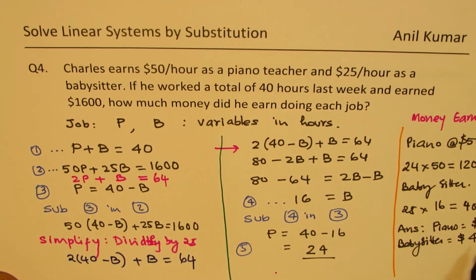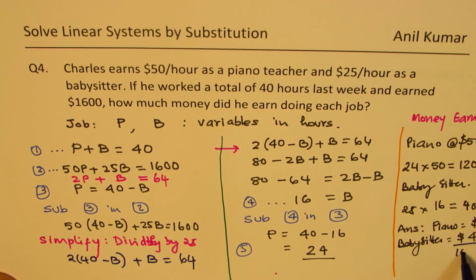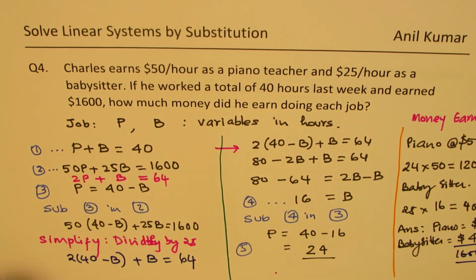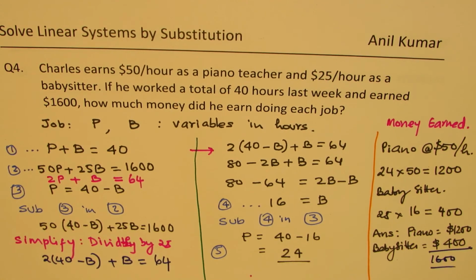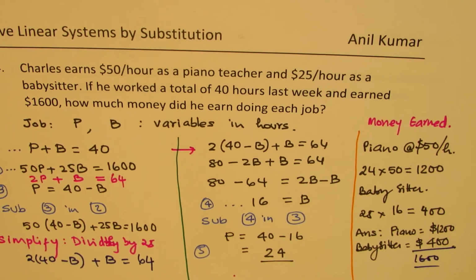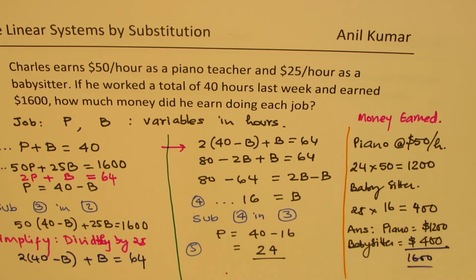So that is how we could do it. And you can check your result: if you add them, you do get 1600. So that makes sense. Perfect. So that is how you're going to solve this question. Hope all the steps are absolutely clear. Let's move on and take the next question now.